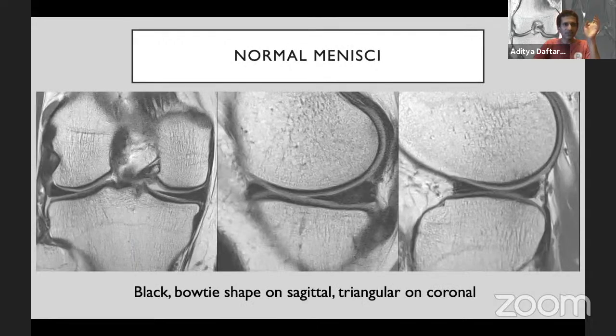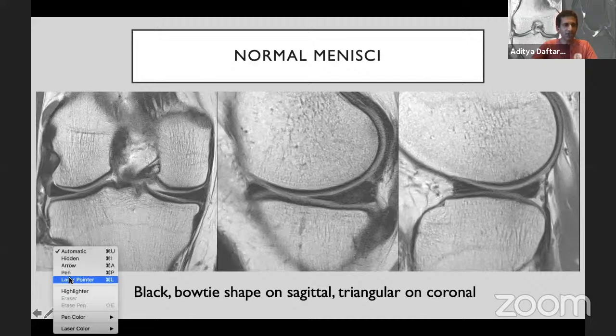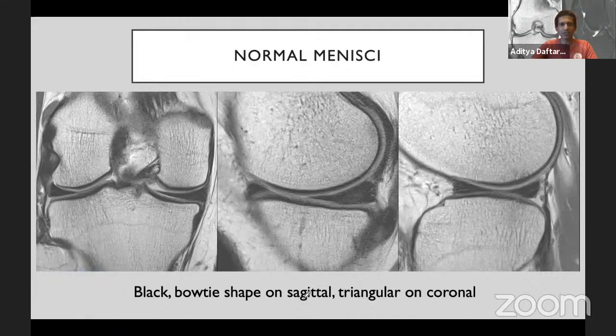So the normal meniscus, I think the key things to remember, it's a black bow tie shaped structure in the sagittal plane or triangular on the coronal plane. So bow tie means like this, right? This is the bow tie. So this is your meniscus normal structure, with this bow tie appearance. If you wanted to, you can draw the guy's head and 2 eyes and ears and whatever else. If you look on the coronal images, it tends to be triangular like this. So this is your normal appearance of the meniscus.